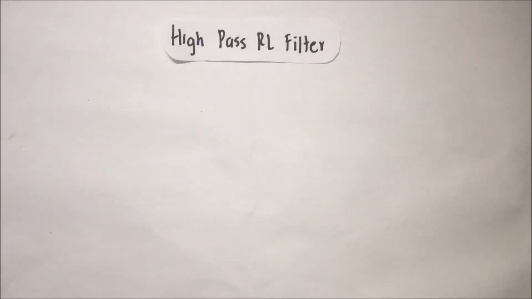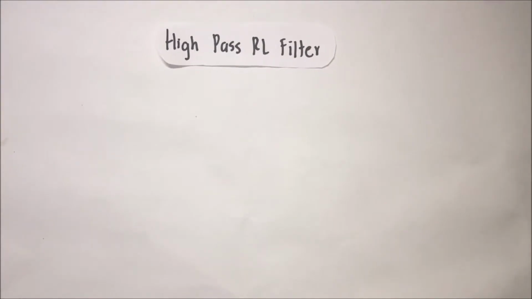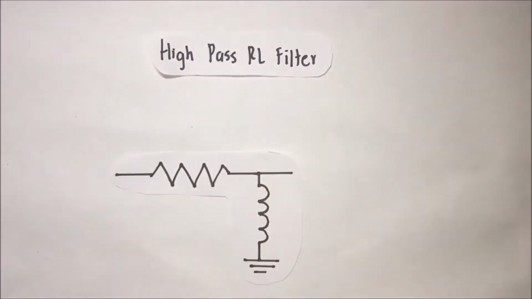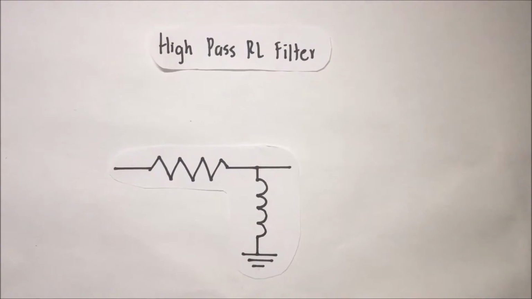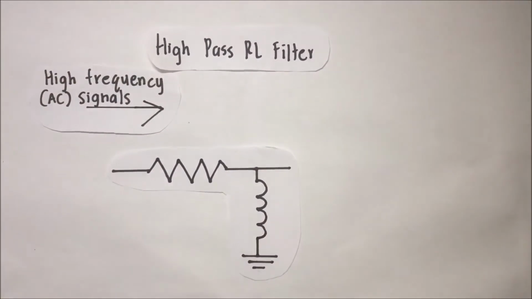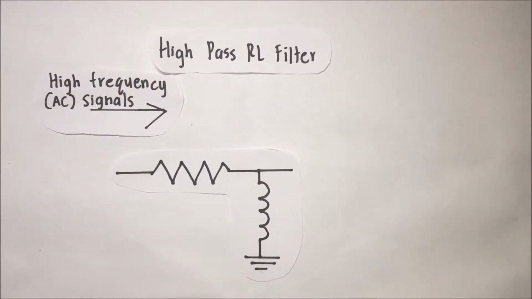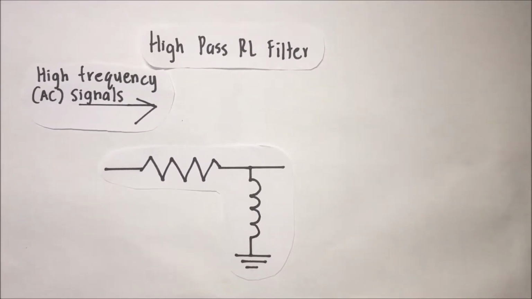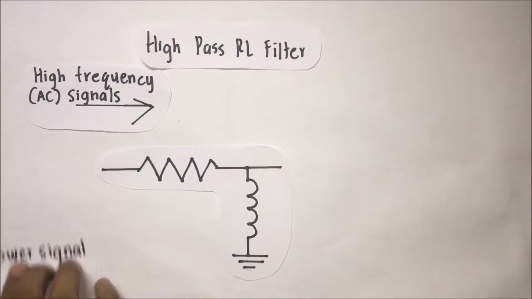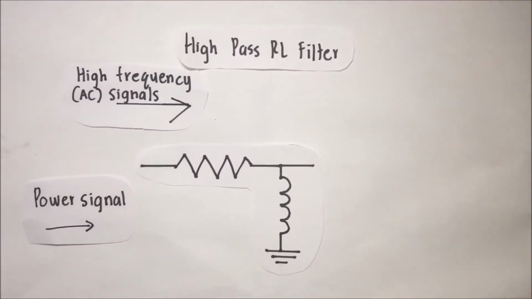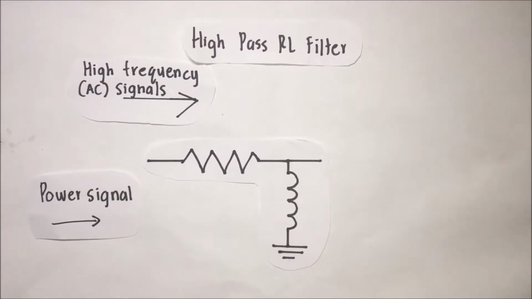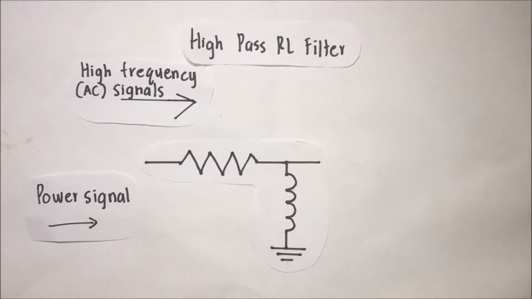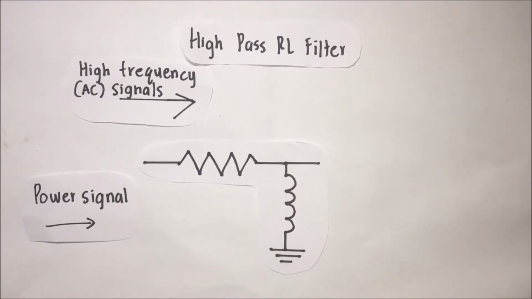And now we move to high-pass RL filter. A high-pass RL filter is a filter composed of a resistor and inductor which passes through high-frequency signals. To build a high-pass RL filter, the inductor is placed in parallel to the power source signal entering the circuit. This is high-pass RL filter. It passes through high-frequency signals.